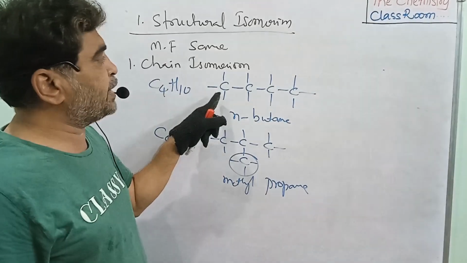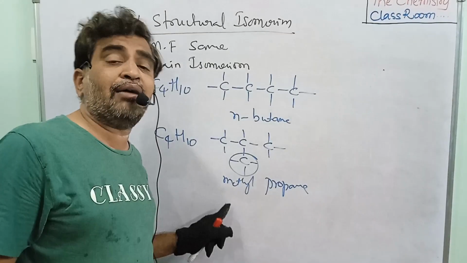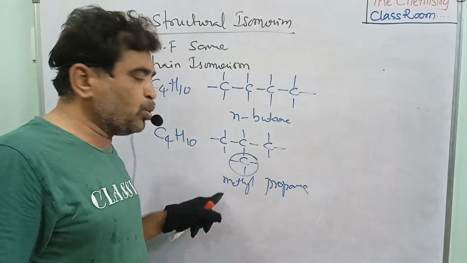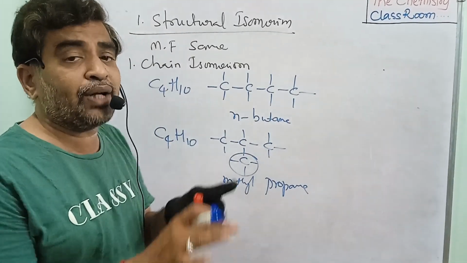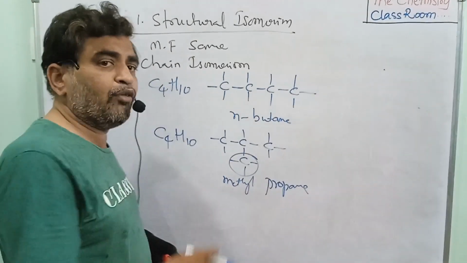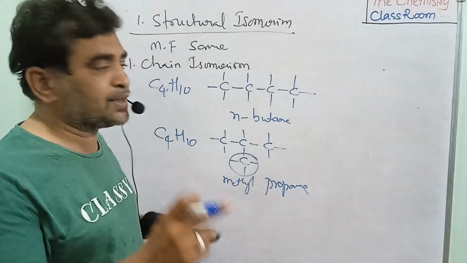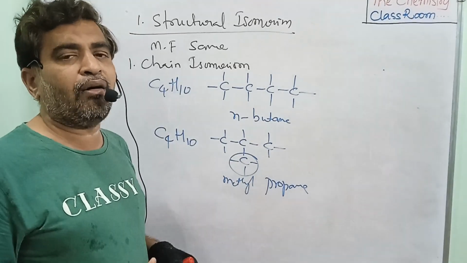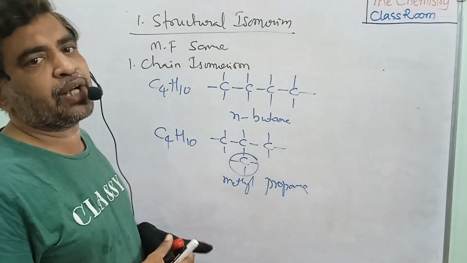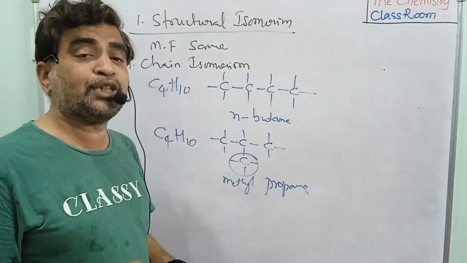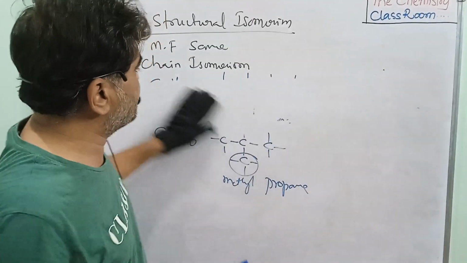How are they different? In the first compound, we don't have any side chain. In the second compound, we have one side chain. So the two compounds differ in the chain, that is, in the branches. That is why this isomerism is called chain isomerism. Here the two compounds have the same molecular formula but differ in the chain. So one more compound we will discuss.